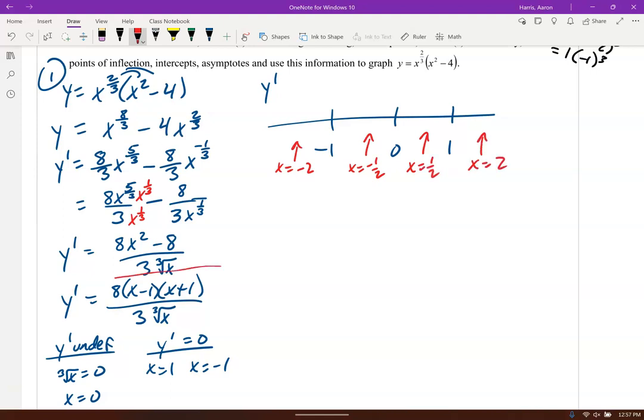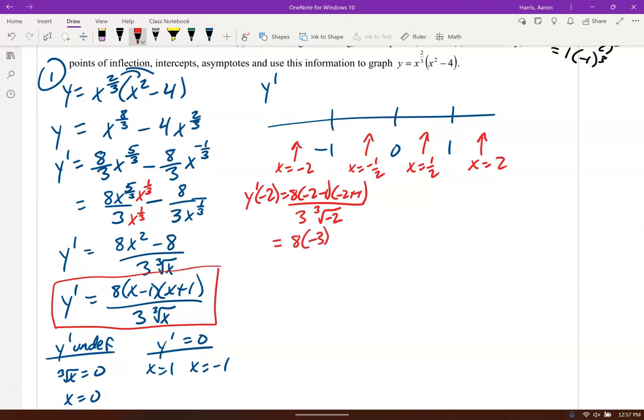And I'm plugging it in right here, right? So if I throw -2 in, y prime of -2, I get 8 times -2 minus 1, -2 plus 1, all over 3 times the third root of -2. So I get 8 times -3 times -1 over 3 times, this is a negative number. So I'll have a positive 24 over 3 times a negative number. Well, that's negative. Positive over a negative is a negative. And so your original function is going to be decreasing.